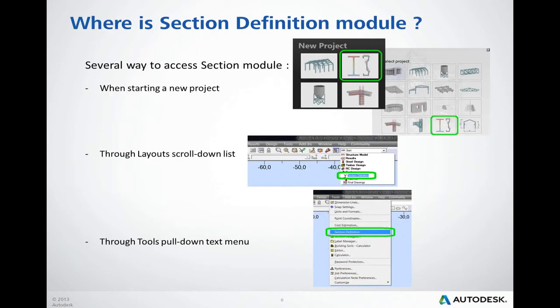There are several ways to access the section definition module: while starting Robot by selecting the marked icons, while in model space through the layout system, and from the pull-down text menu.